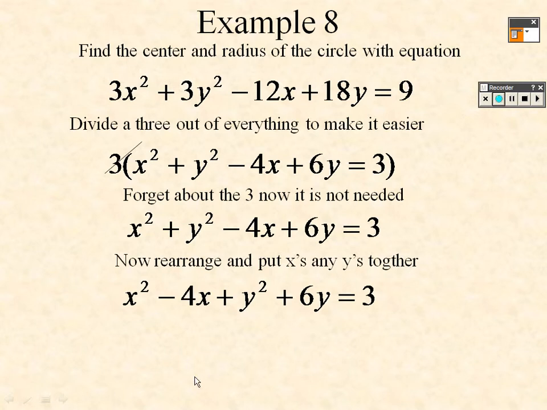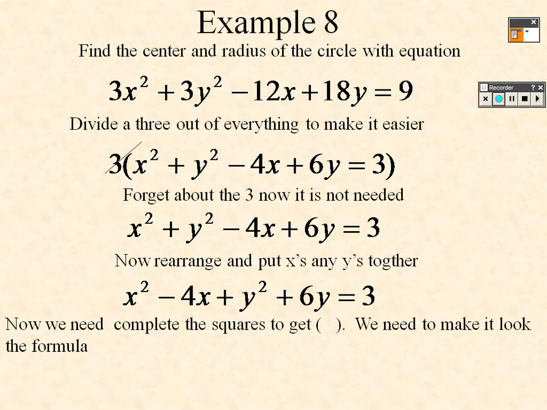Okay. What we need to do is something that we talked about in the last chapter, and that's completing the squares. We need to complete the squares to get those parentheses like the formula looks like. Remember, like an x minus h squared, a y minus k squared, to get those parentheses, right? That's what we need to do. So to get those parentheses, I need to complete the squares.